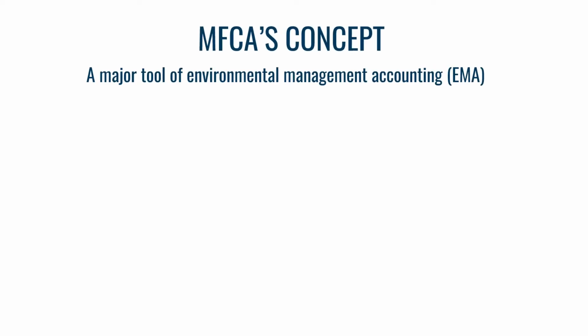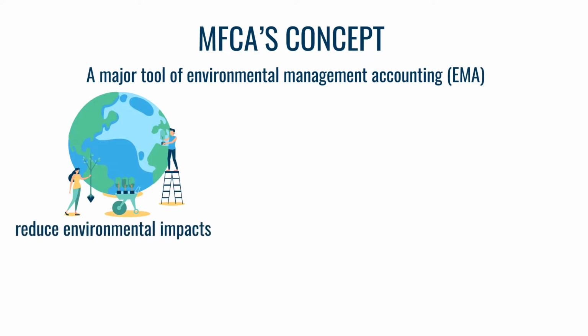MFCA is one of the major tools of environmental management accounting, EMA. By definition, EMA focuses on identification, collection, analysis and use of energy, material and environment-related physical and monetary information for internal decision-making. Going deeper, MFCA also aims to simultaneously reduce both environmental impact and costs. These tools were developed in recognition that environmental costs were often left out of conventional management accounting techniques. Thus, MFCA will reduce the adverse environmental impacts and associated costs.